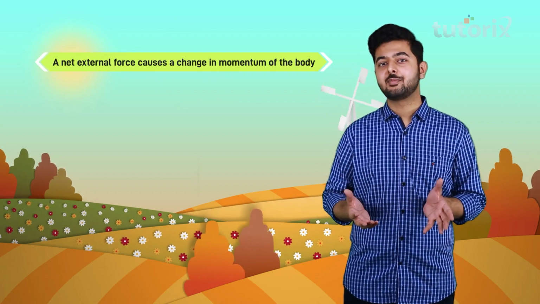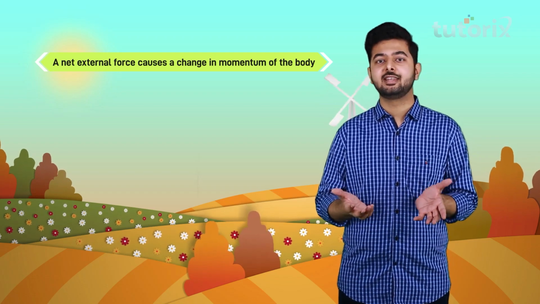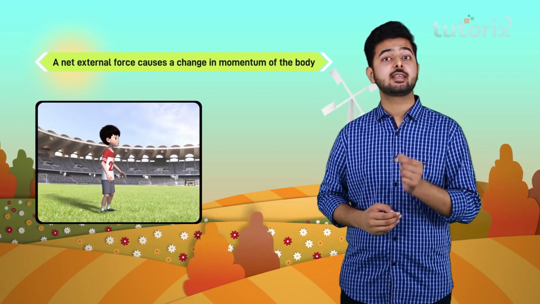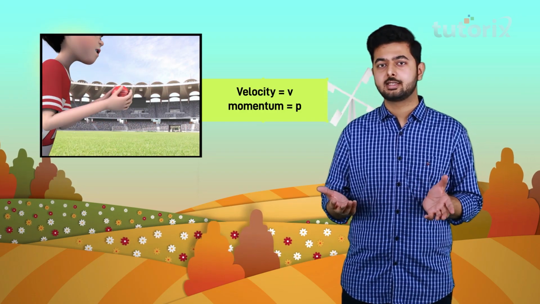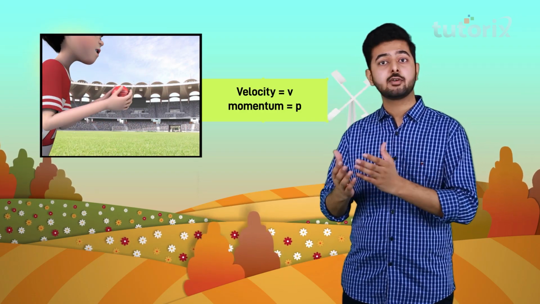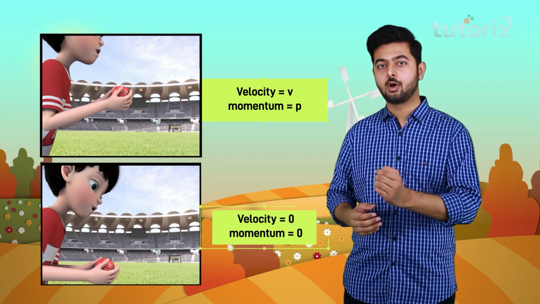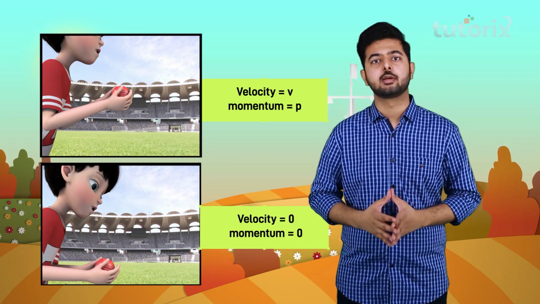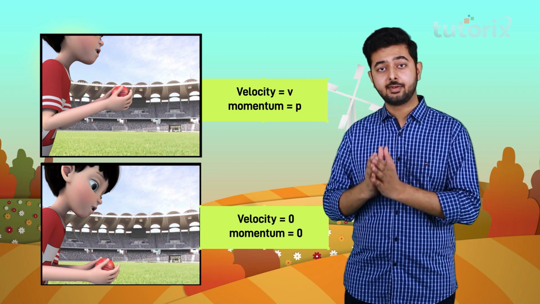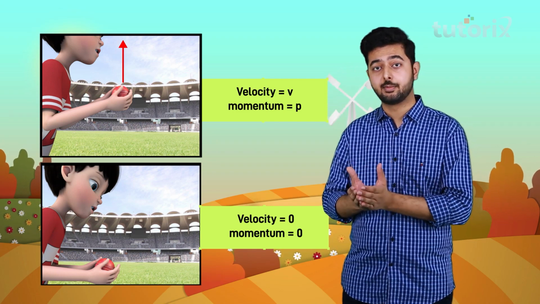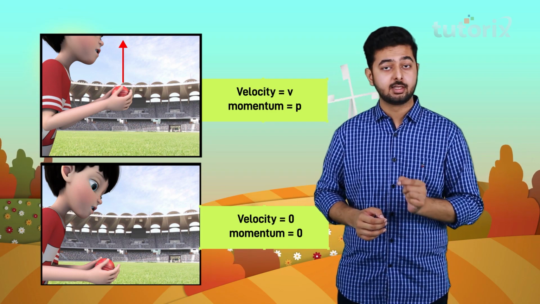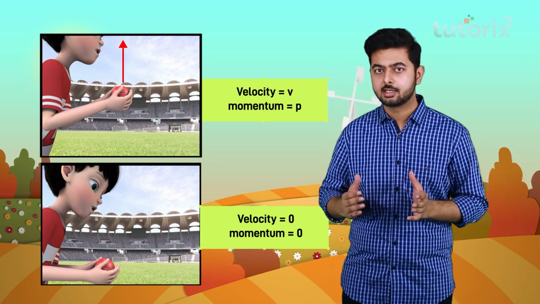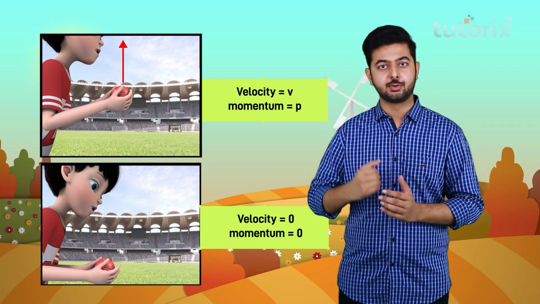So a very common example to understand this statement is seen in the game of cricket. When a fielder catches a ball, at the beginning of the catch, the ball has some velocity and it also has some momentum. Let's say it is p. At the end of the catch, the final velocity of the ball becomes 0 and so does its momentum. So it means that the fielder applies some force through his palms on the ball. And as a result of this opposing force, the value of momentum changes from some finite value to 0.